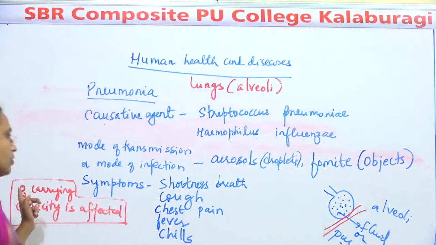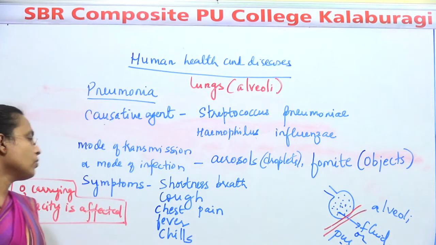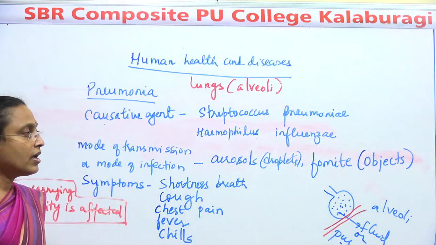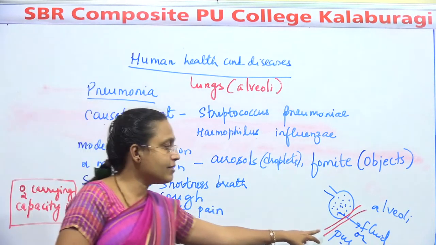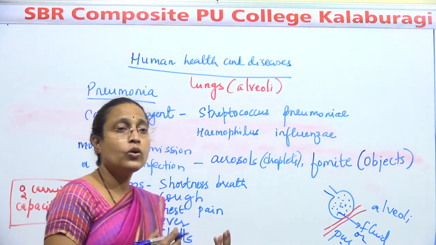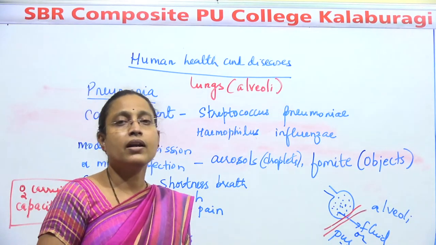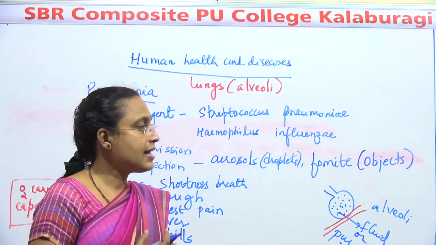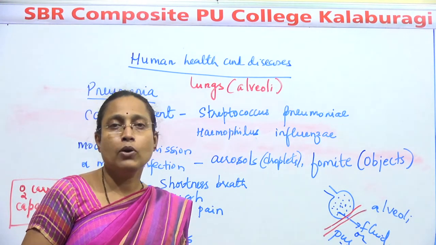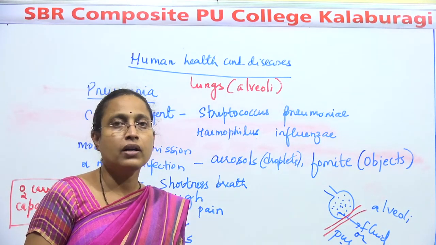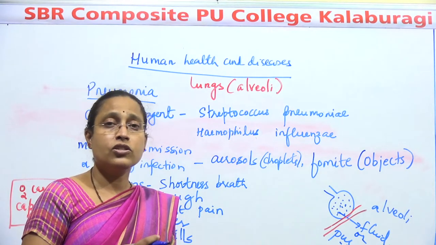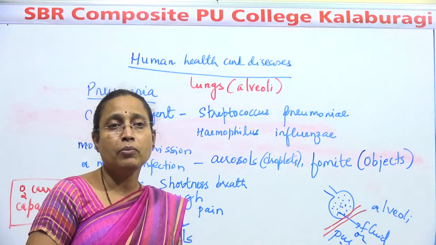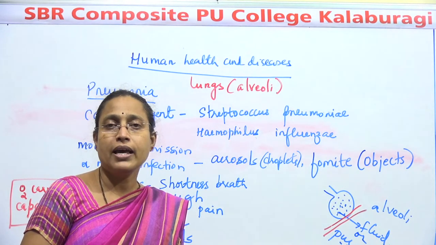And here, of course, because of which what happens? O2 carrying capacity is affected. Remember, when the blood has less oxygen, it will carry less oxygen, and the blood that carries less oxygen will be slightly bluish. It will impart a bluish color. But when oxygen is maximum, the blood color is supposed to be red.